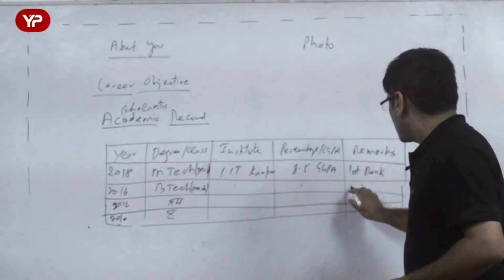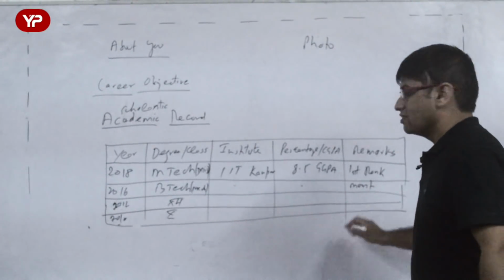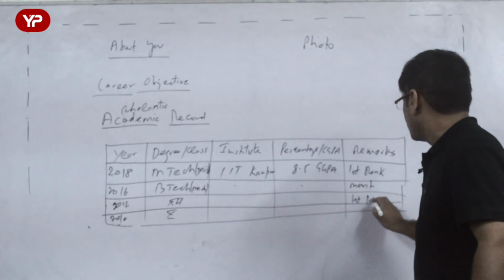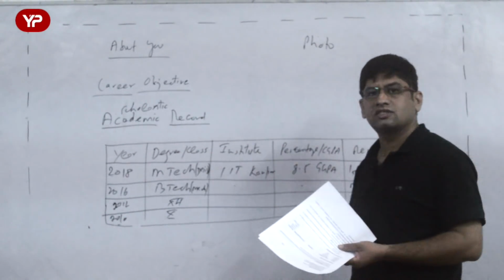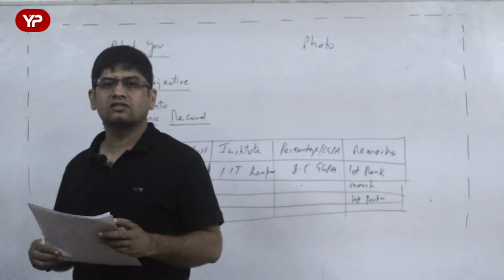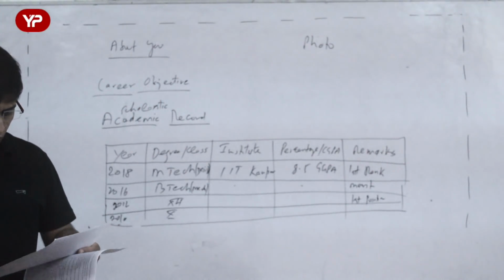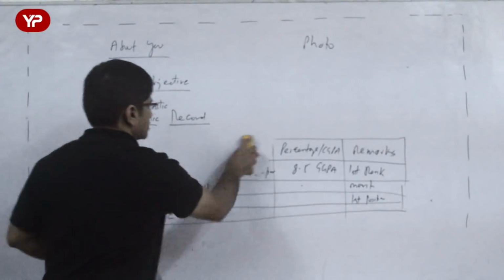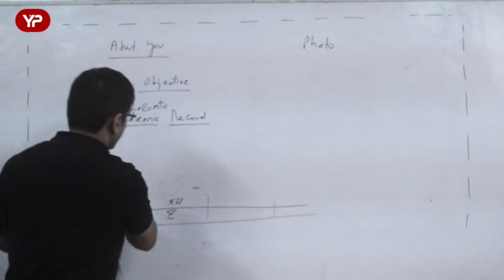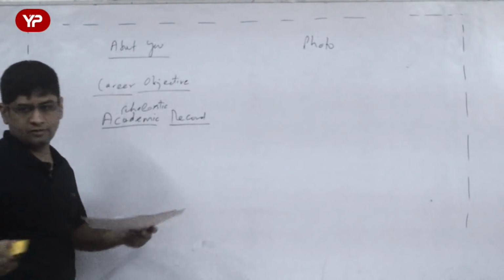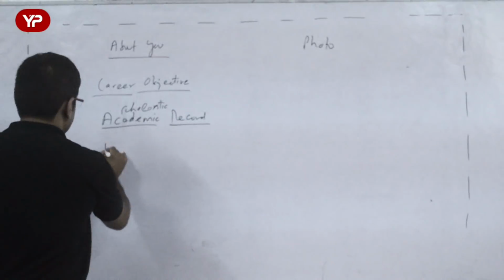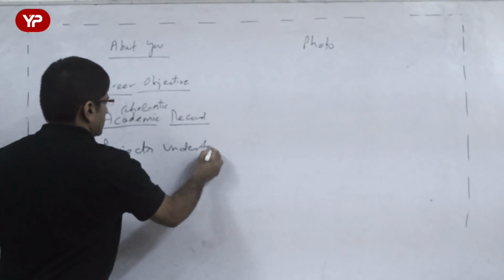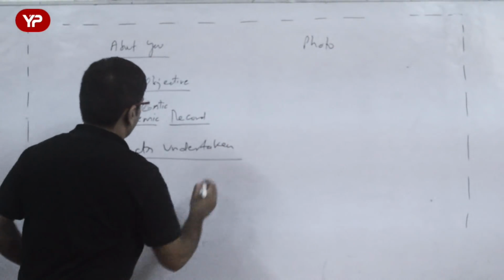Let me tell you that sometimes, let's say you have got a merit certificate, then you can write merit, or you have got first rank or first position in district, you can write first position in district. Whatever you want to write in the remarks can be added, so that becomes the last column for you. Now third, after this, after academic or scholastic record, the third thing will be your projects undertaken. So next will come projects undertaken, that is the next domain which will come.